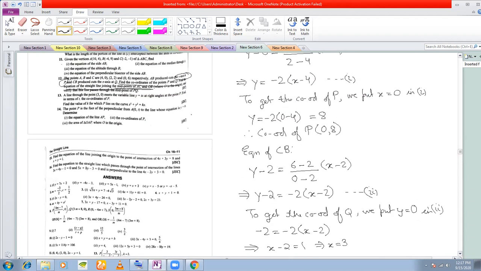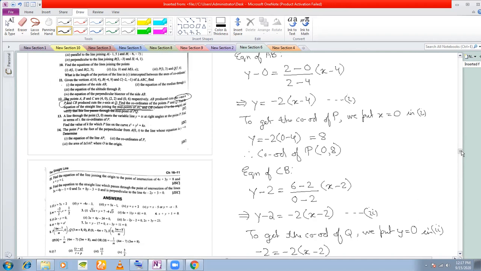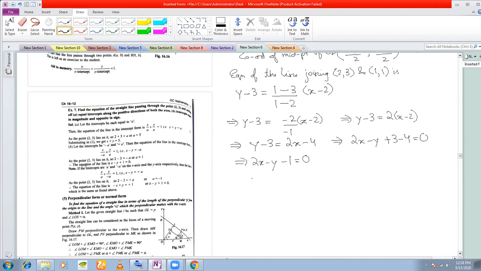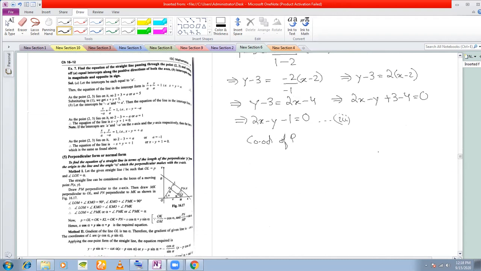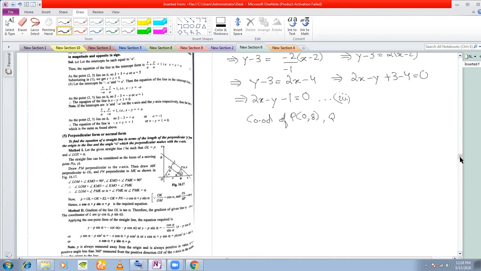Find the equation of the line joining the midpoint of AC and OB, and verify that it passes through the midpoint of PQ. You need to check whether it passes through the midpoint of PQ. So let us first find out the midpoint of PQ. Let us call this equation 3. What are the coordinates of P here? 0, 8. We have found the coordinates of P to be 0, 8. And what are the coordinates of Q here? We have found out the coordinates of Q to be 3, 0.